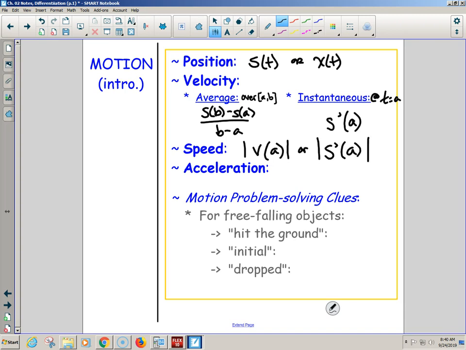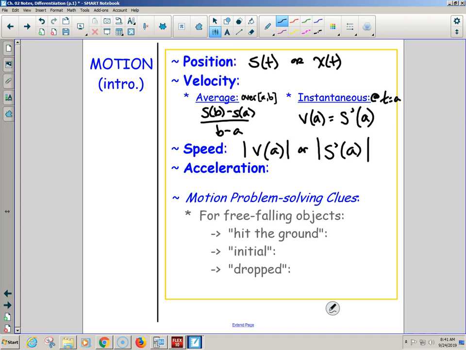So we've already said that velocity is equal to S prime of A. Velocity is equal to S of B minus S of A over B minus A. It depends on average versus instantaneous. If they just say velocity, it's assumed to be instantaneous. Average, they have to ask for specially. So I'm going to put the V of A over here on the instantaneous one. If they don't say otherwise, V of A, the velocity at some time, is talking about the derivative.